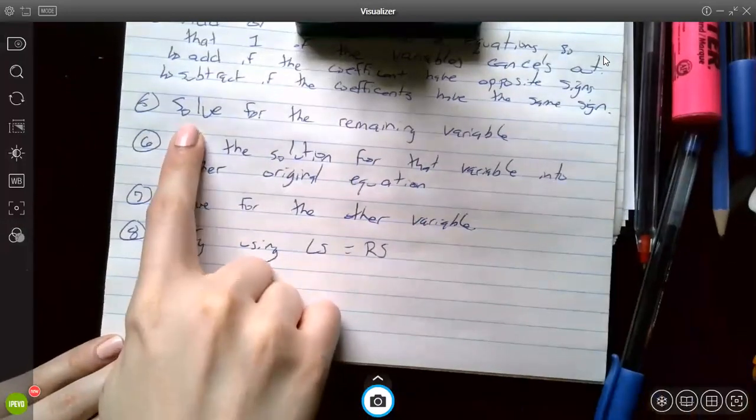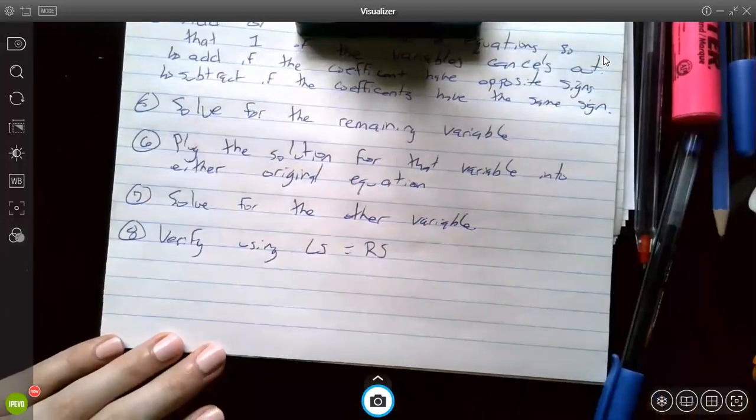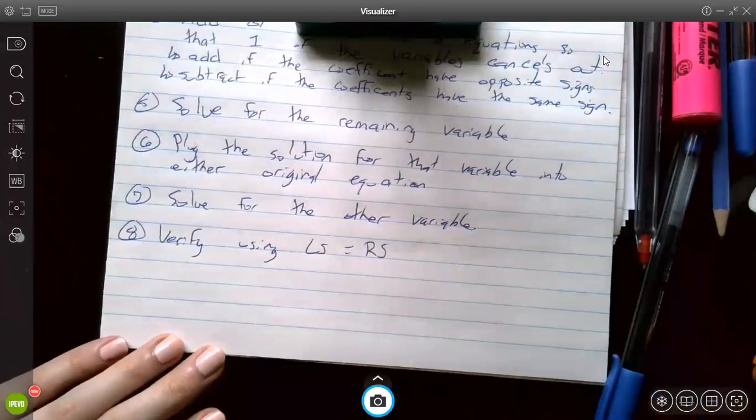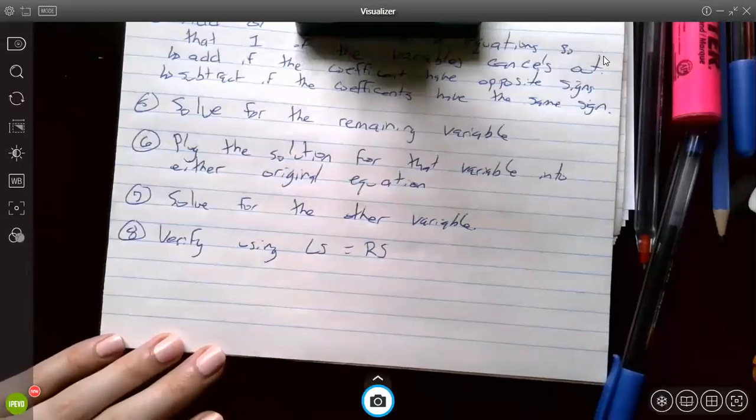Your next step is to solve for the remaining variable. So whichever variable didn't get canceled out, that's the one that you'll solve for. You'll then plug that solution into either of the equations that you started off with in order to solve for the other variable. And then of course at the end, if you've got time, you can verify using left side equals right side.